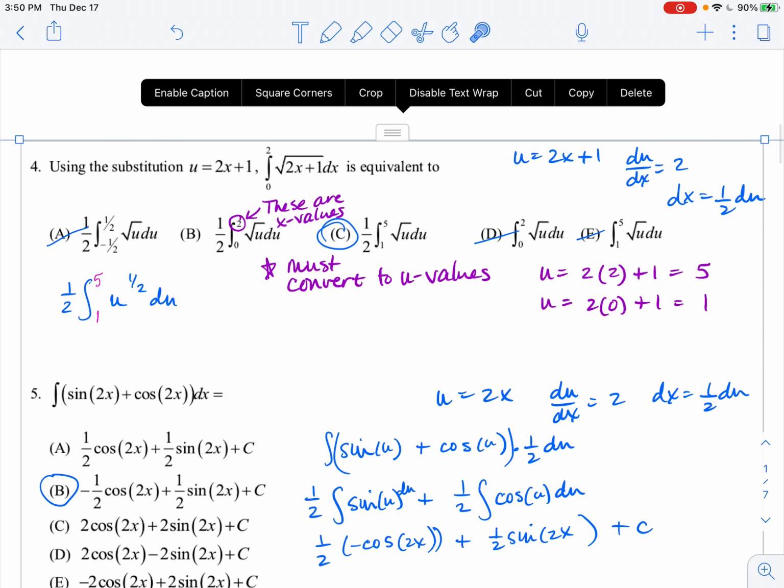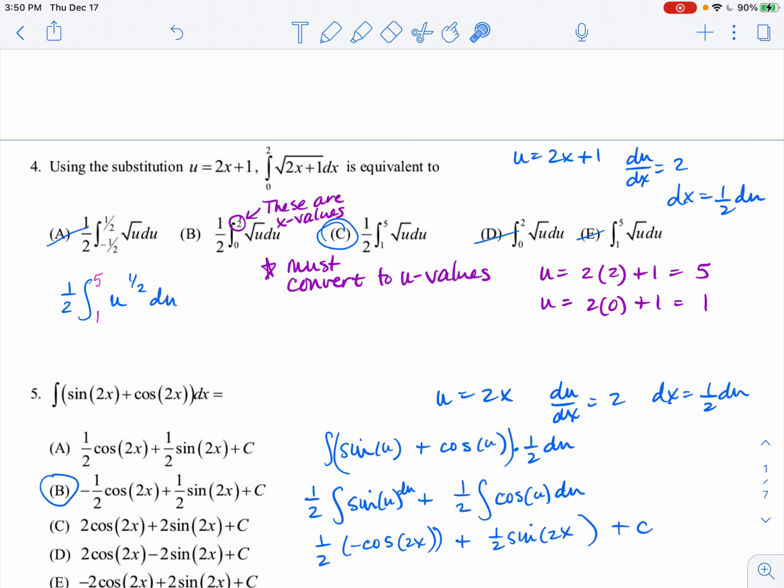I'm sorry, let's stop at number 4 first. All right, so in number 4 it says, using the substitution, u is equal to 2x plus 1. So they're telling you what your u is. And we have the integral from 0 to 2 of the square root of 2x plus 1 dx. It's equivalent to what? Now what I want you to notice is that each of our answers have u's in them. So that means we must convert our x boundaries to u boundaries.